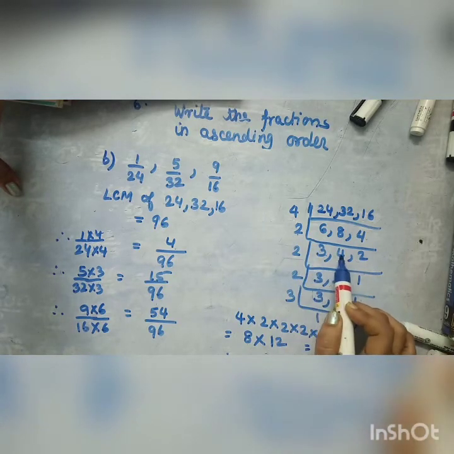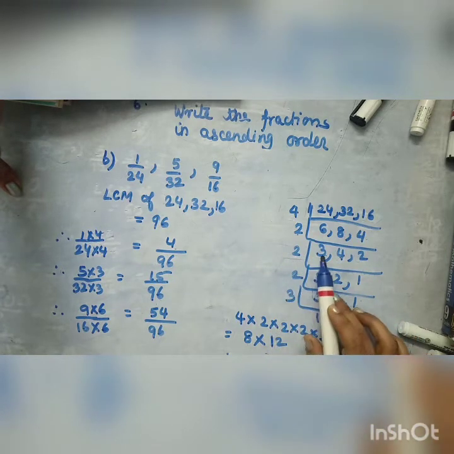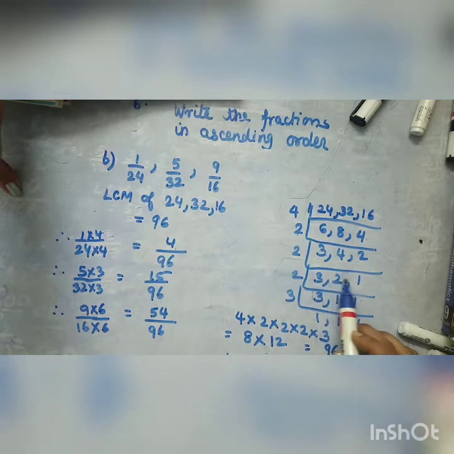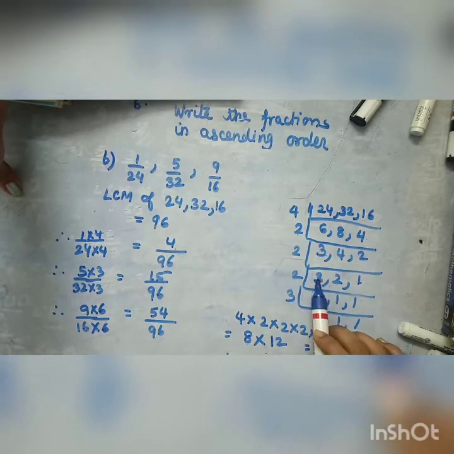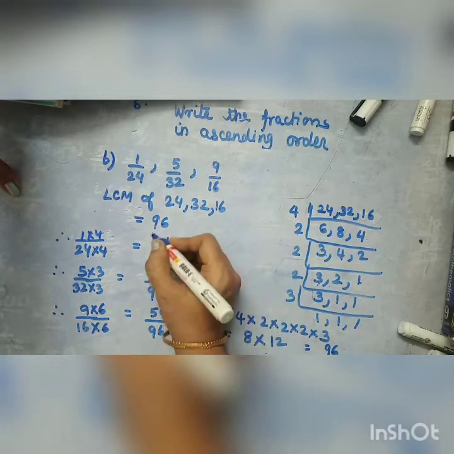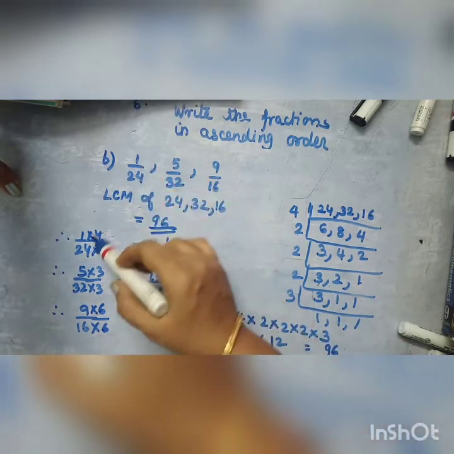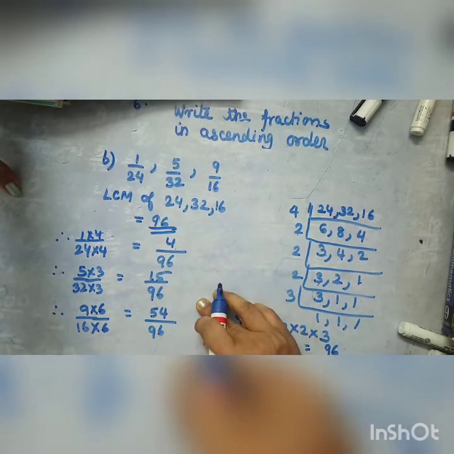Now again you can see that for these two numbers, 2 is a factor. So again I have written here 3, 2 2s are 4, 2 1s are 2. Now you can see that these two numbers are prime numbers. So I have taken one by one the factors for each number, and we get the LCM as 96. So what LCM did you get? 96.